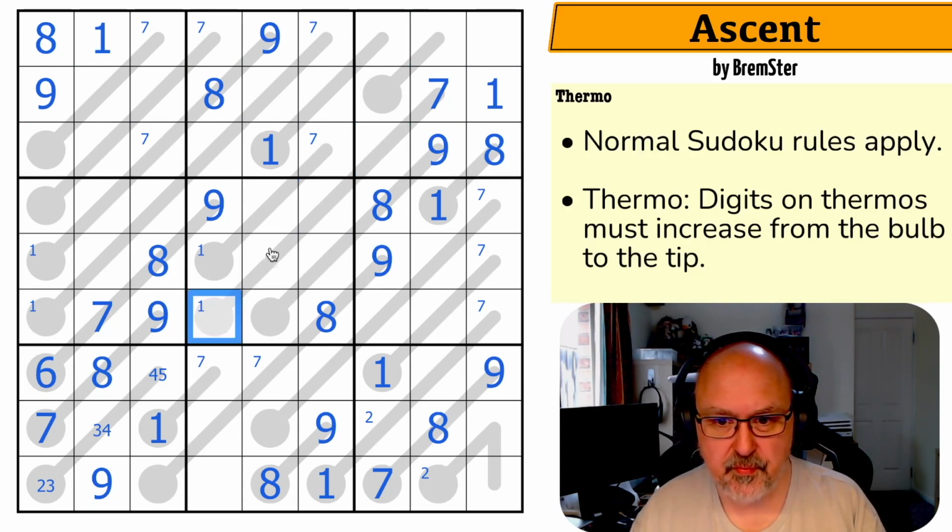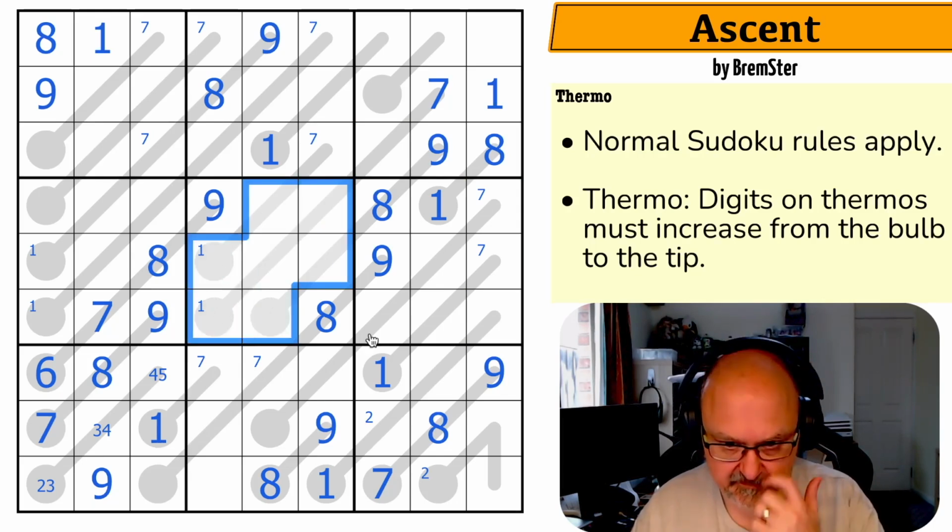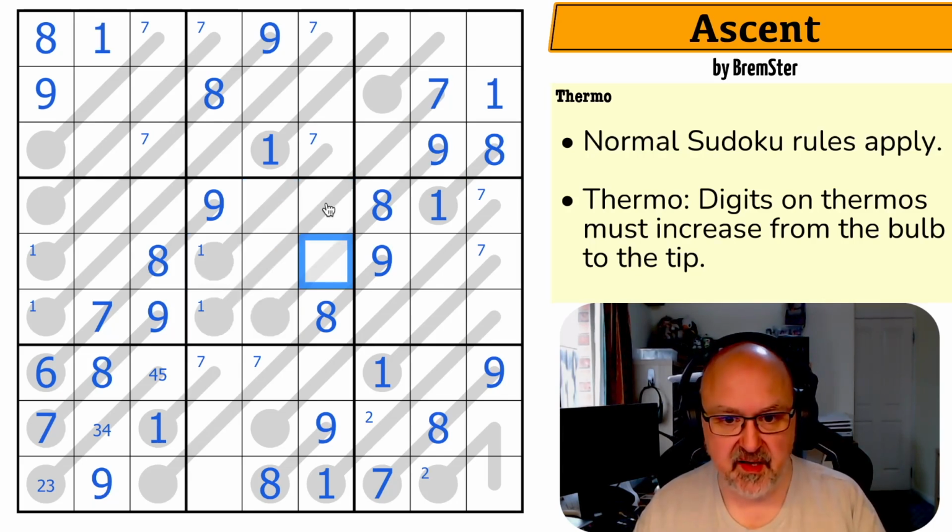6, 5, 4, 3. Do I want to pencil mark that? I'm not sure yet. So let's look at 7 in this box and try and... Oh, this is not a 7. 7 is in one of these two. So let's look at 7 in this box and see if I can restrict it. 7 can go there. It can't go there. It can't go there.